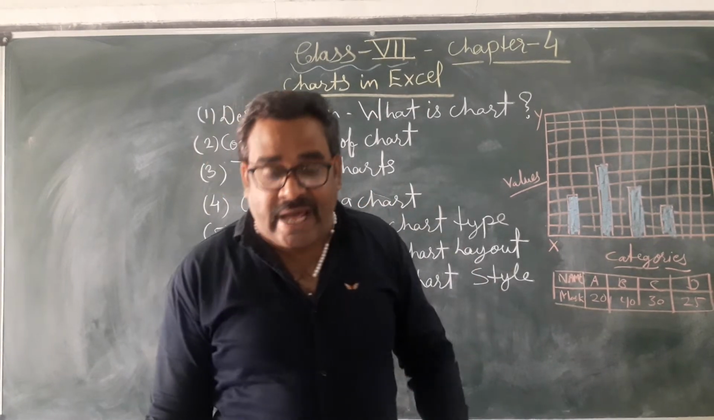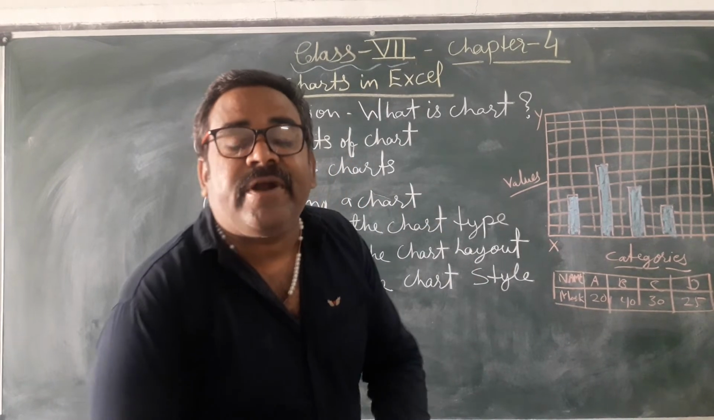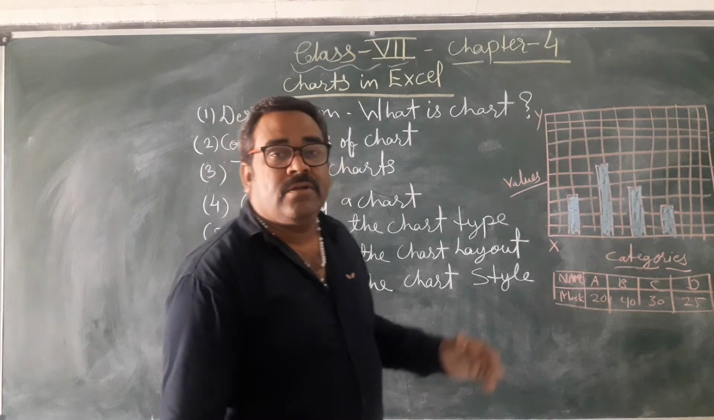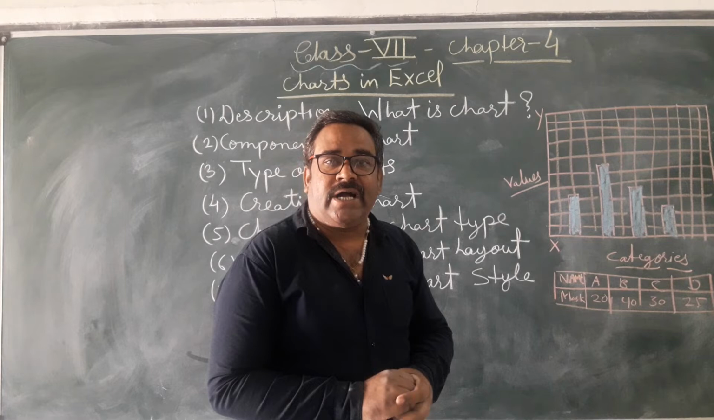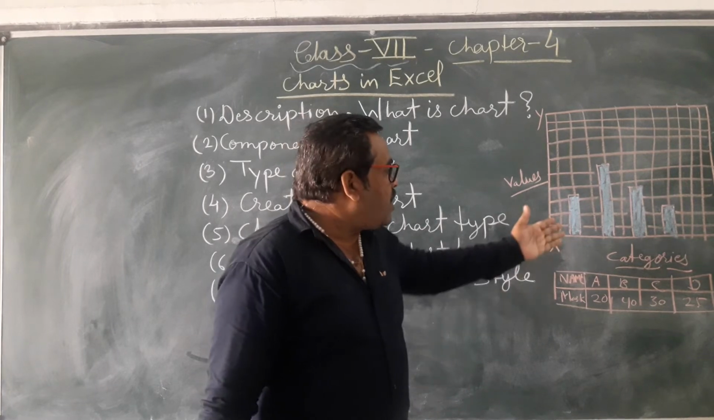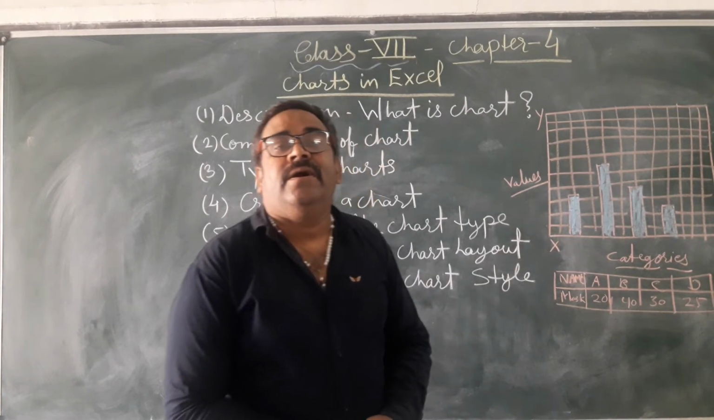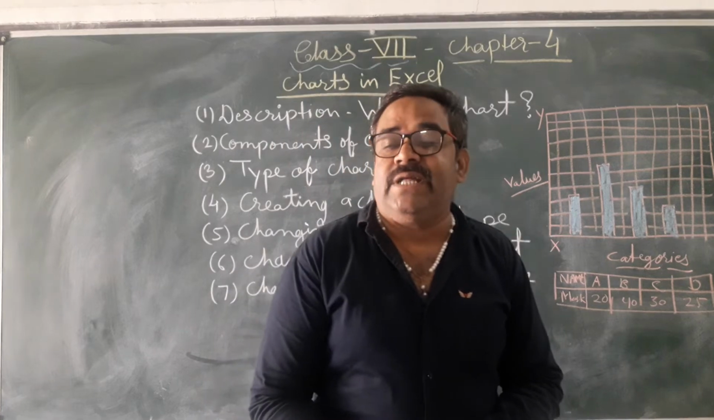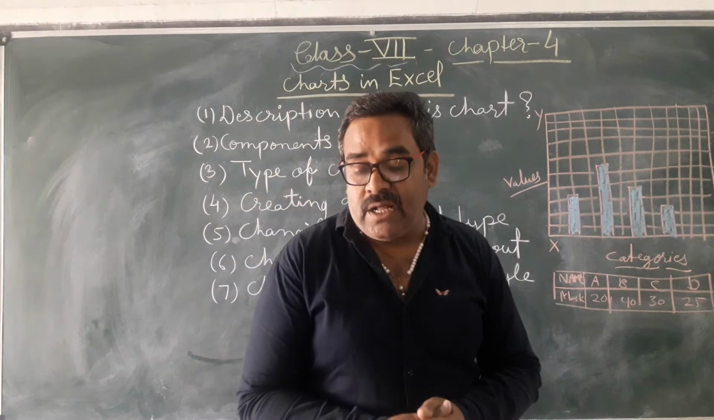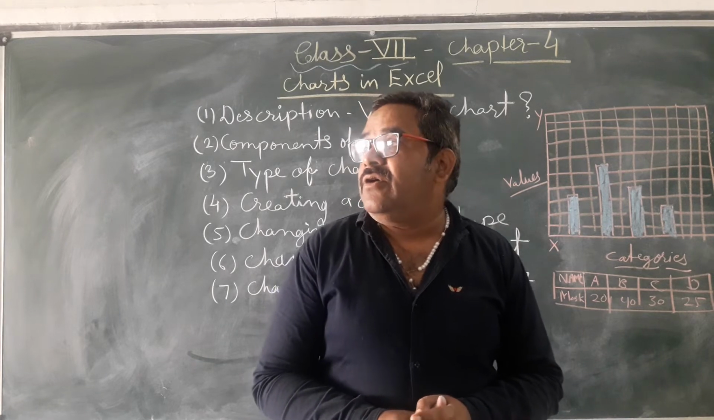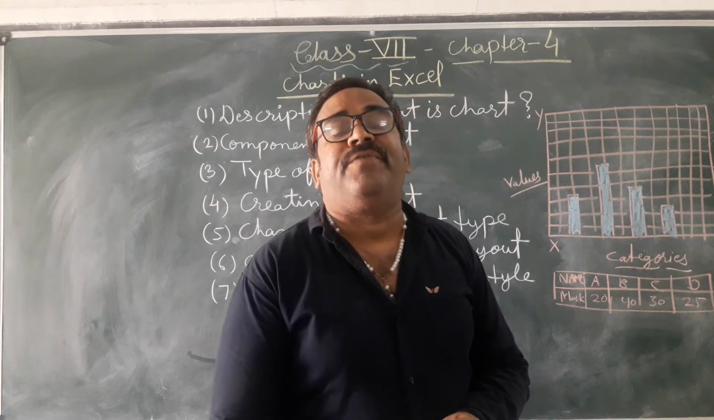Then move on. Types of charts. We have different kinds of charts. In your maths, you mostly have line charts and column charts. But in computers, or we can say in the electronic form of creating a chart, we have at least 10 to 15 kinds of charts.